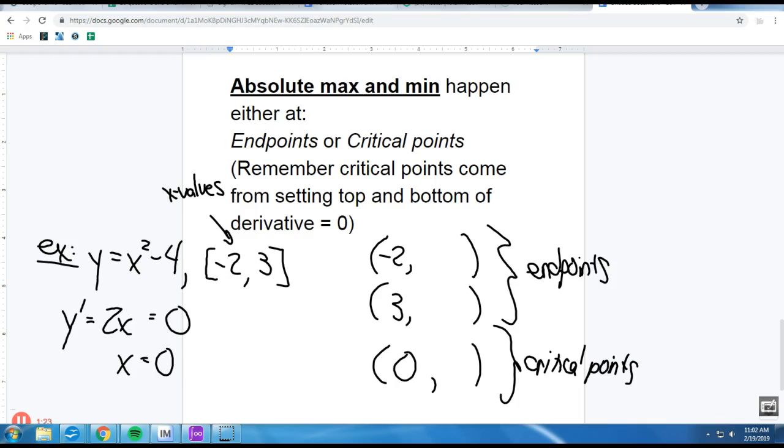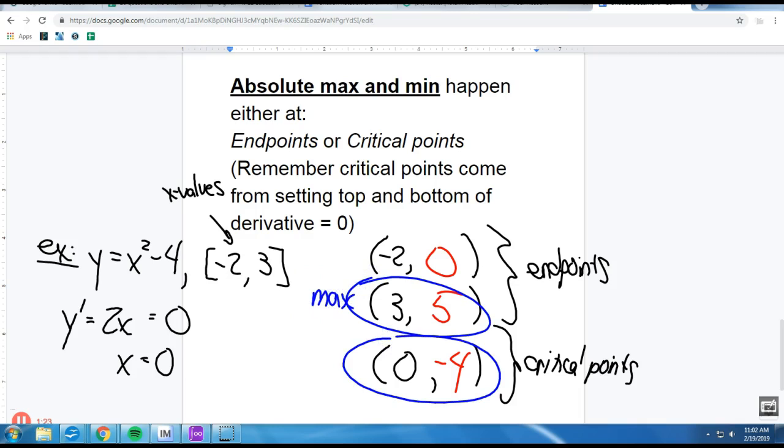Now what do I mean by check? I mean, take these values and plug them back into your original equation. So you plug -2 in here. What do you get? It's 0, right? If you plug 3 in, what do you get? 5. And if you plug 0 in, you get -4. So then you're just looking and going, okay, that's the biggest y value. So that's the max. That's the smallest y value. So that's the min.